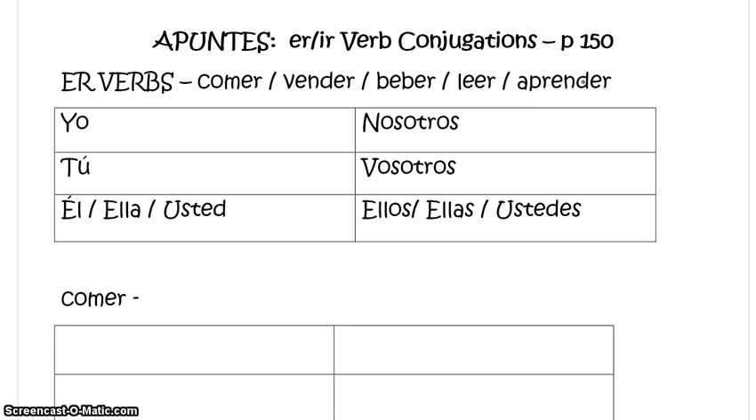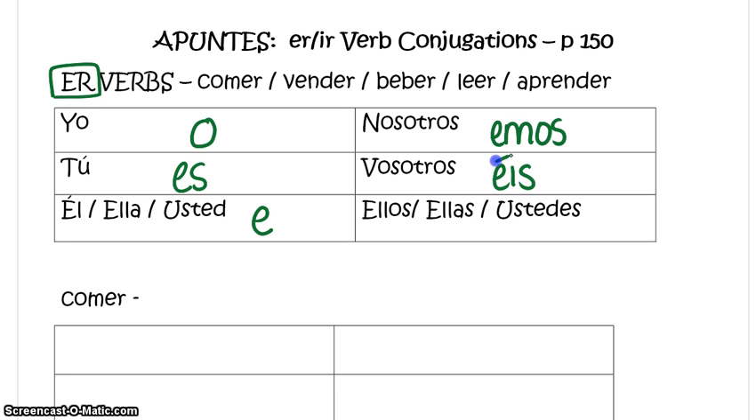So remember that when you conjugate a verb, the first thing you do is take off the ending, and with an ER verb, the ending is ER, and you're going to add the following endings. For the yo form, you add o. For the tú form, you add es. The él, ella, usted form, you add e. Nosotros, you add emos. Vosotros, you add éis. And ellos, ellas, ustedes, you add en.